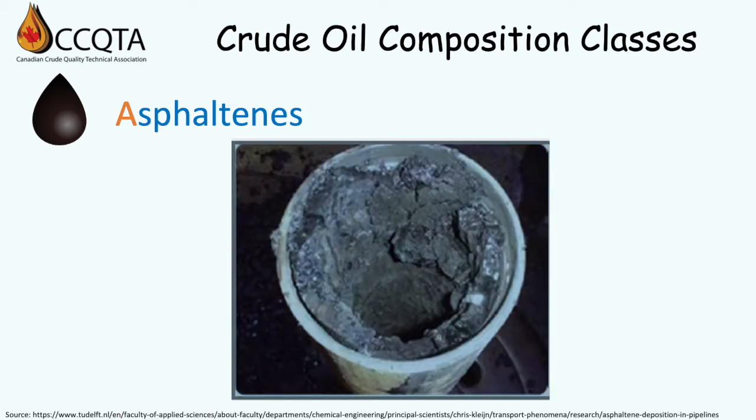This is just an example of a pipe section fouled with asphaltenes. The loss of inner diameter is pretty obvious and would limit the volumetric flow capacity of that section of pipe. Now let's have a look at how the actual SARA classification is performed in the lab.